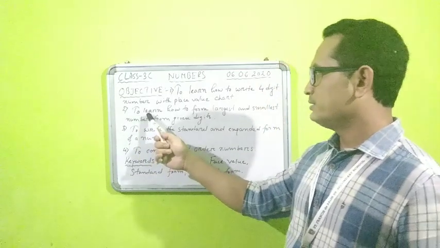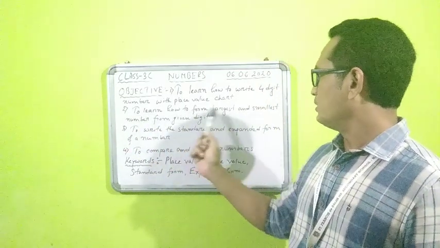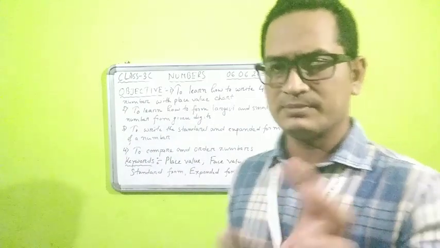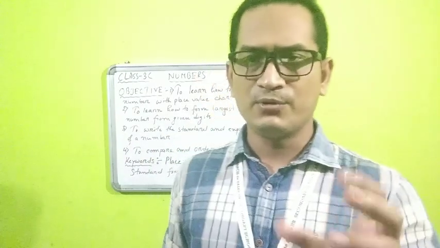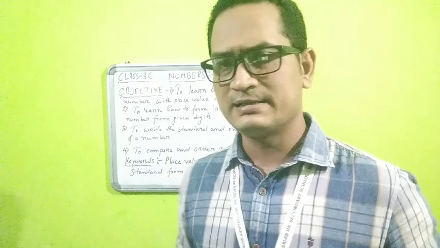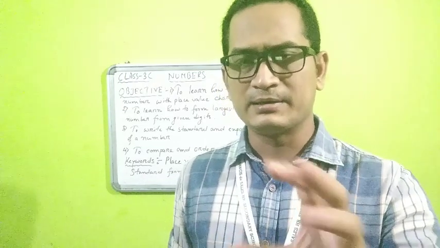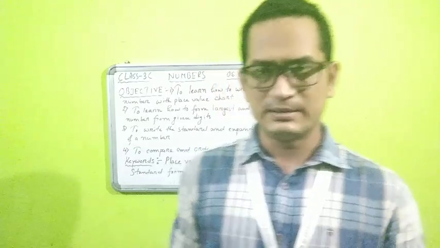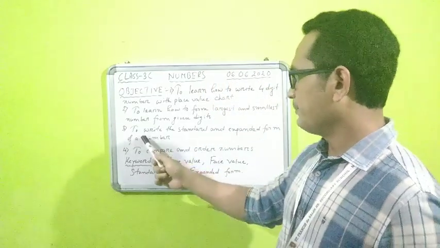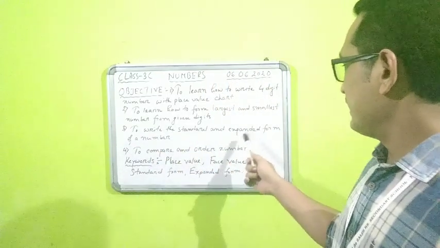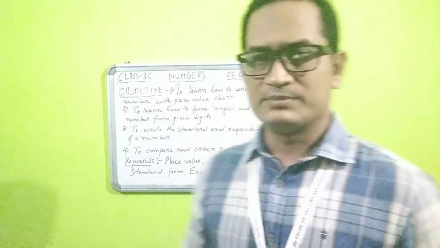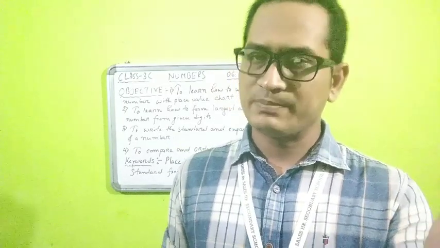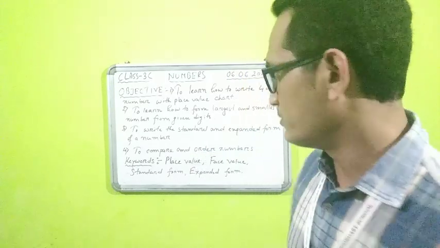Secondly, we are going to learn how to form the largest and the smallest number from some given digits. Suppose I give you 4 different digits, and how to form the greatest number and the smallest number out of those 4 digits, that we are going to learn. Thirdly, to write the standard and the expanded form of a number. That means what will be the standard form of a number and what will be an expanded form of a number, that we are going to learn.